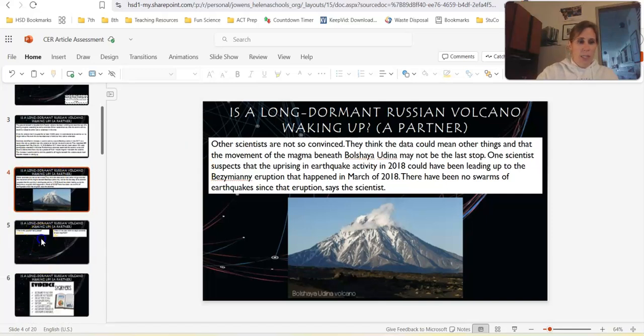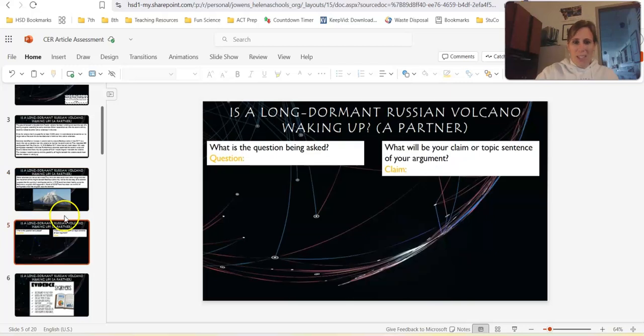Okay, then after you get done reading the article, you are going to identify the question being asked. So you're going to type that right there. And then remember that our claim is going to be the answer to that question. That's going to be our topic sentence for our scientific argument or for that paragraph. So what will your claim or topic sentence of your argument be? Okay, so type that right there. That should be both in complete sentences.